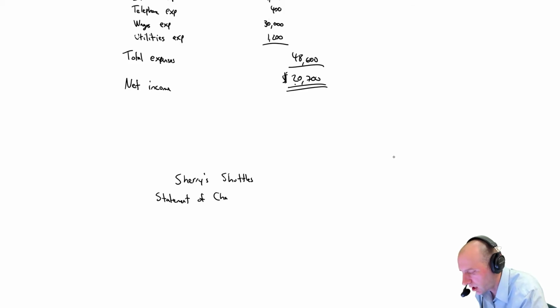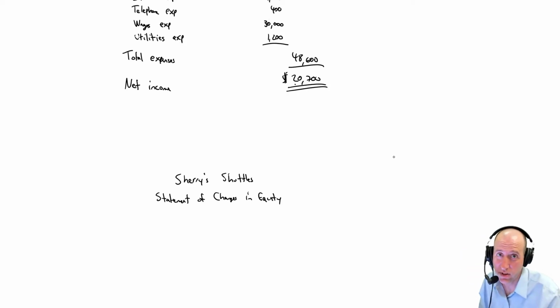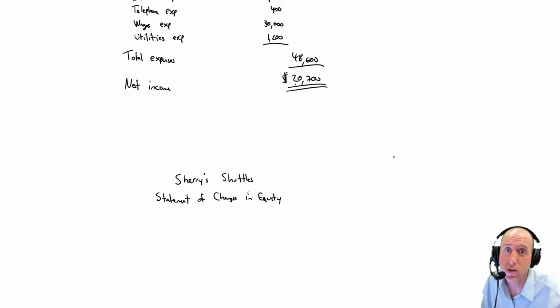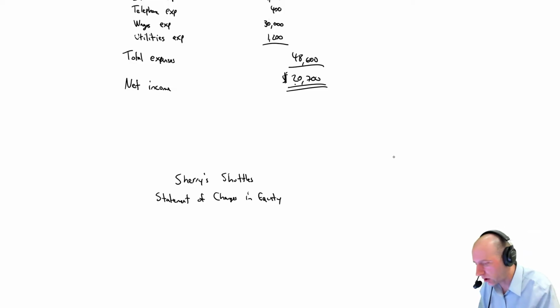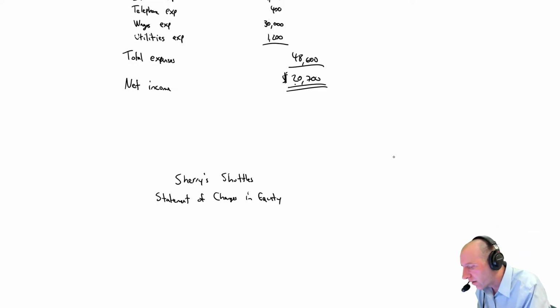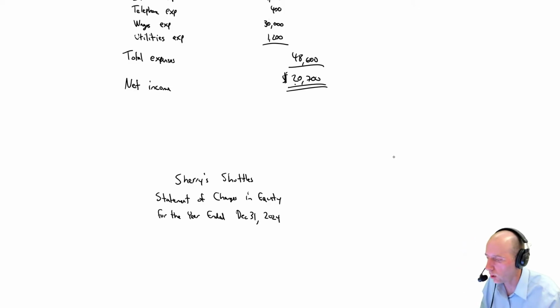Name of the financial statement, statement of changes in equity. This could also be called a statement of changes in shareholders' equity, and a very similar related statement that you might see in your intro accounting textbook is statement of retained earnings. But we'll go with statement of changes in equity here. For the year ended December 31st, 2024. Okay, we are ready to go.